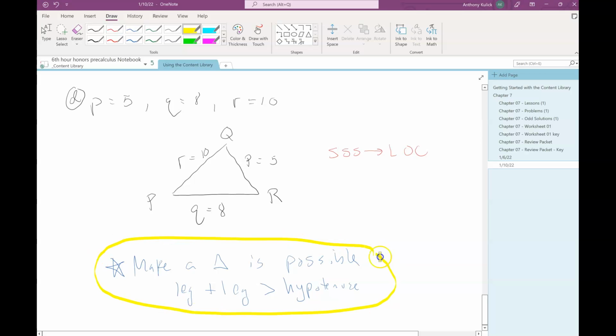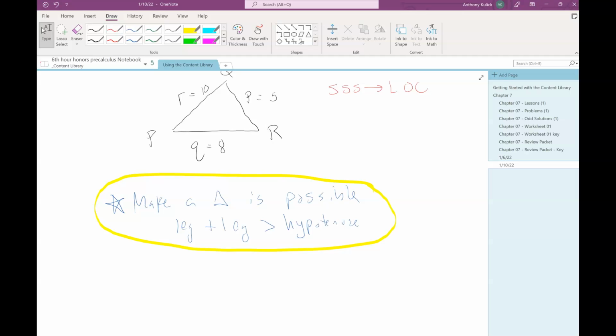That's my check. It's a really easy check to do, but we've got to make sure that we remember to do it because I'll guarantee you're going to see triangles here and there that are not possible. Okay? Note that it is a strict greater than. So for example, if I had P was 5, Q was 8, and R was 13, no triangle there. Okay? Leg plus leg must be strictly greater than hypotenuse. Greater than or equal to does not hack it.